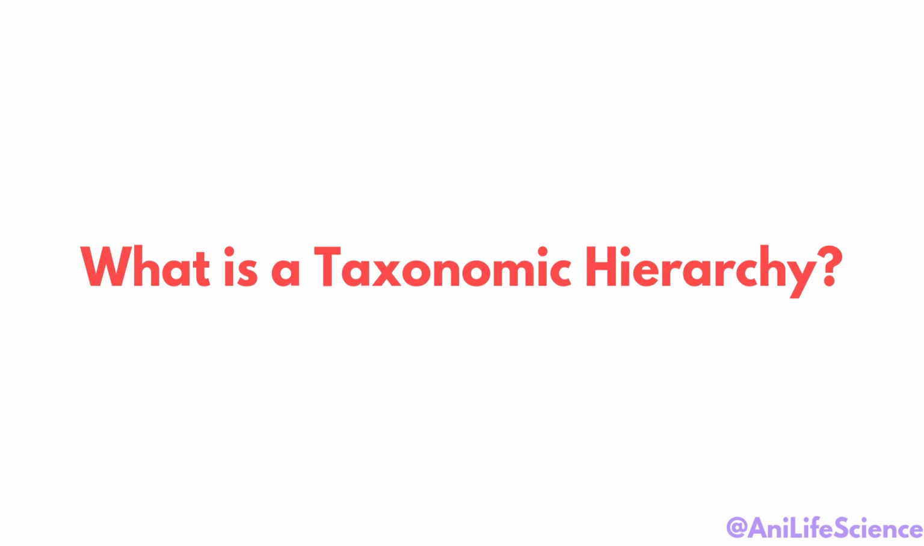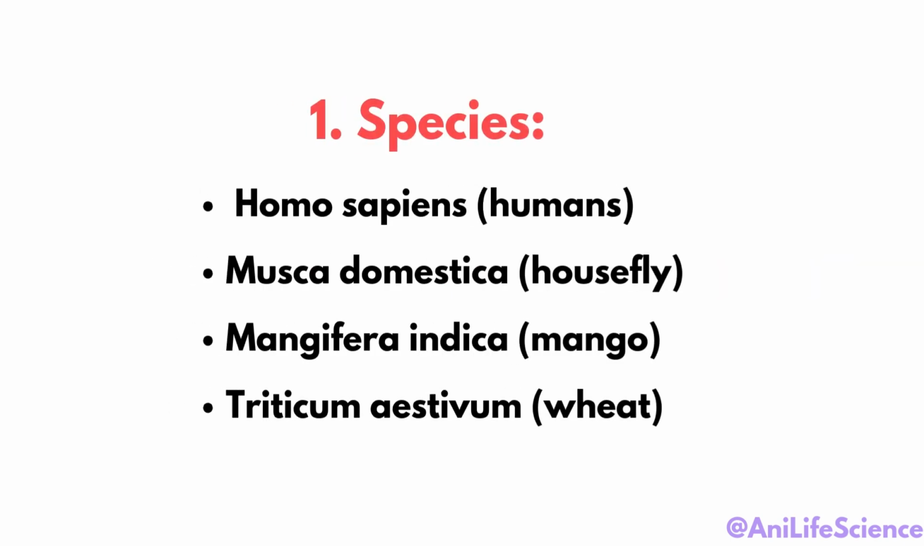Levels of the taxonomic hierarchy. First, species. A species is a group of organisms that share the most fundamental characteristics and can interbreed. Examples: Homo sapiens means humans, Musca domestica means housefly, Mangifera indica means mango, Triticum aestivum means wheat.